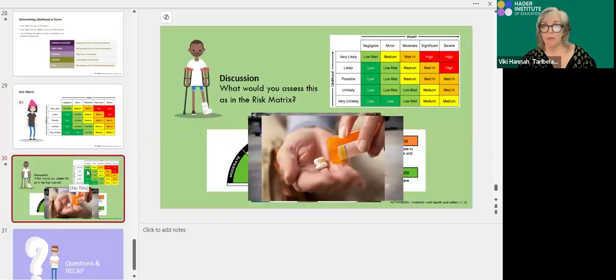So a little bit more. So this is a risk matrix. Sorry, let me just move that up a little bit for us. And you're going to be asked to assess what that would look like.